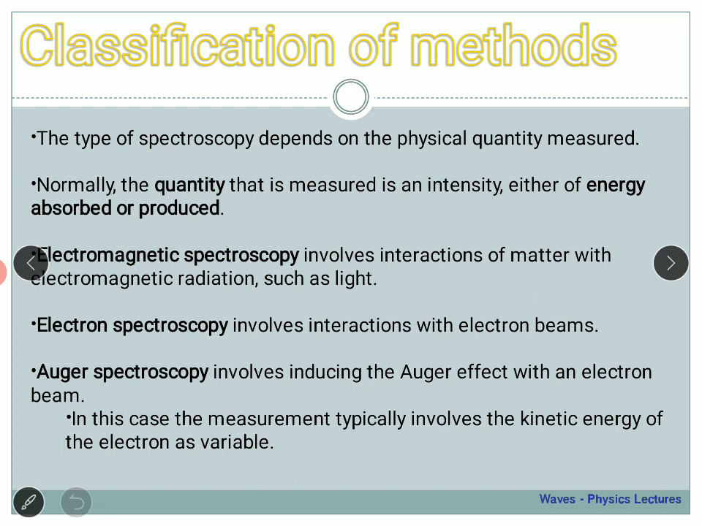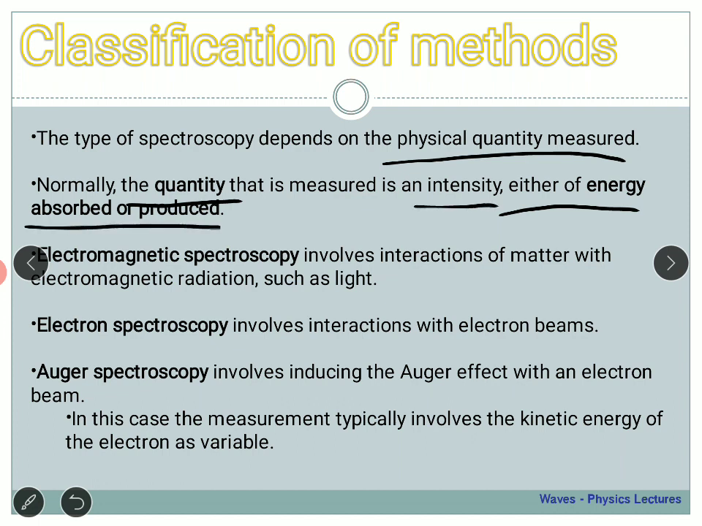Now the type of spectroscopy basically depends on what kind of physical quantity we are measuring. Okay, so what kind of physical quantity are we measuring? So what we measure is basically the output. Now the output might be in the form of intensity, the form of energy absorbed or produced.